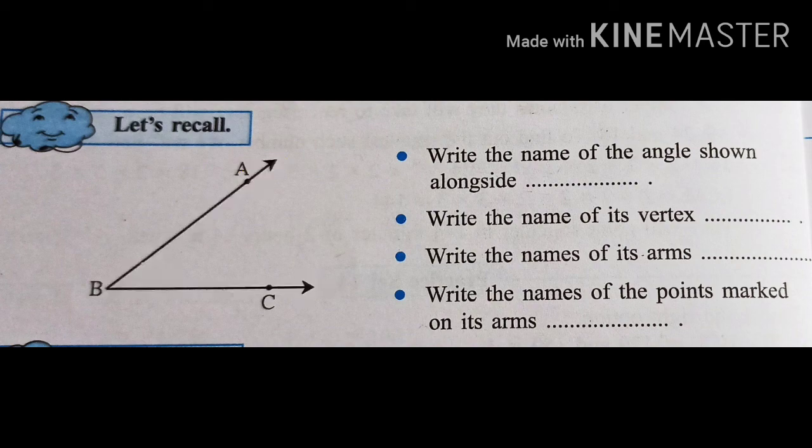Now vertex is a point where two or more lines or edges meet. So here the vertex is point B. Write the names of its arms. Each ray is called an arm of the angle. So the answer is ray BA and ray BC.